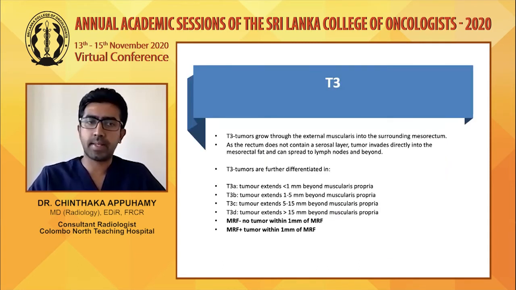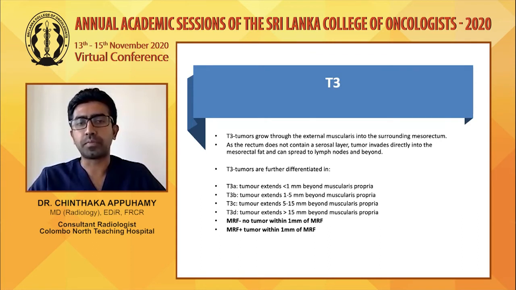In T3 disease, the MRI is very important. T3 tumors grow through the external muscularis into the surrounding mesorectum. As the rectum does not contain a serosal layer, the tumor invades directly into the mesorectal fat and can spread to lymph nodes and beyond.